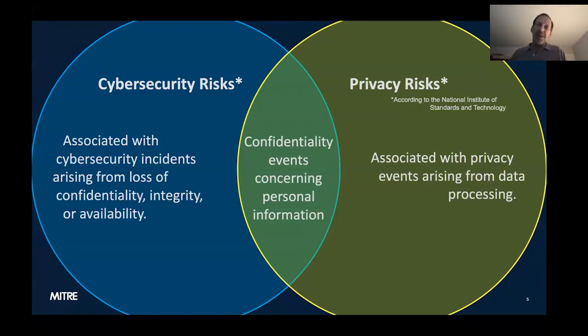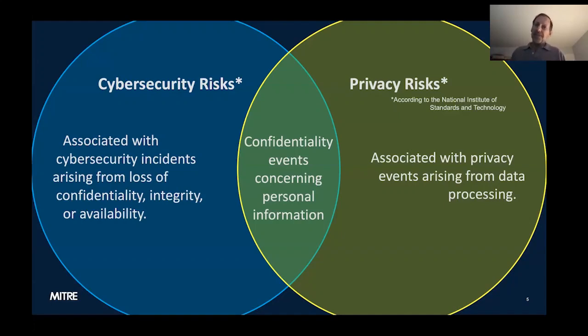The important thing I want to call attention to is the intersection between the two. Those are confidentiality failures that involve personal information. When we were developing Panoptic, we made a conscious decision to exclude those kinds of things from the scope of our model.